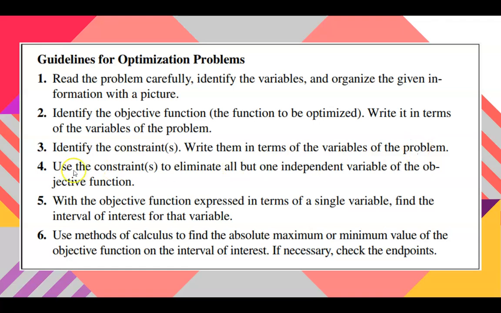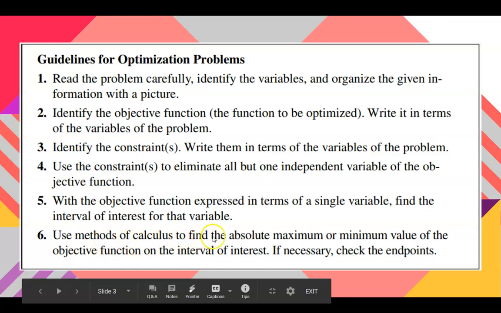Number 4, we're going to use the constraint to write the objective function in terms of only one variable, and that's so that we can use calculus to solve the problem. So use the constraint to eliminate all but one independent variable of the objective function. Step 5, with the objective function expressed in terms of a single variable, find the interval of interest for that variable, or look at the domain of the function. And then step 6 is actually using our calculus to find the absolute maximum or minimum on the interval of interest. And sometimes we may need to check the endpoints. Most of the problems we do, we don't have to check the endpoints.